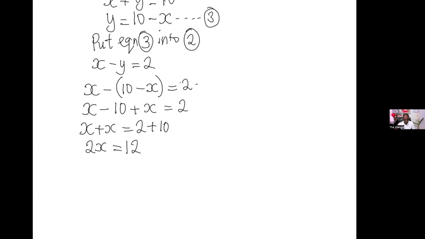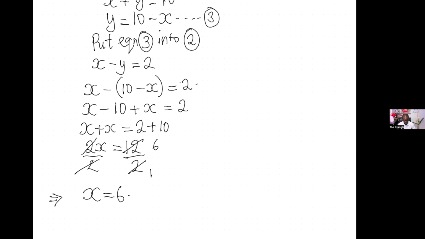Now we have a simple equation. Therefore, we'll divide both sides by 2. In dividing both sides by 2, we have 2 here, we have 2 here. So 2 will go away with 2. Then we have 1 here, and 12 divided by 2 here is 6. Now the value of x is equal to 6. So you see now we've gotten the value of x to be 6.